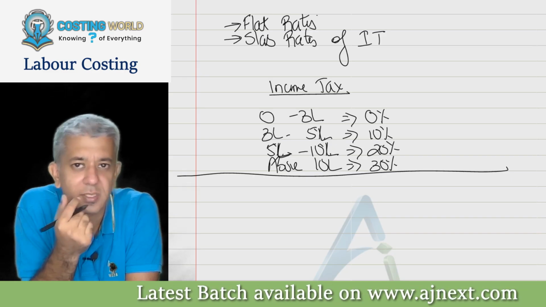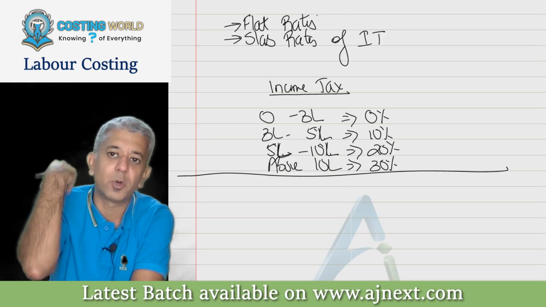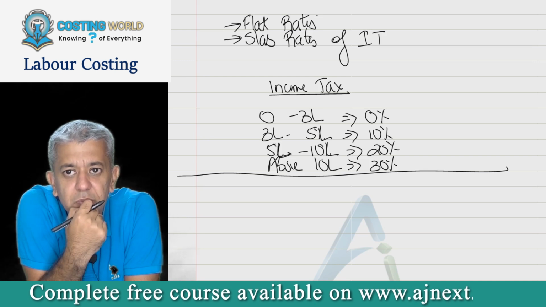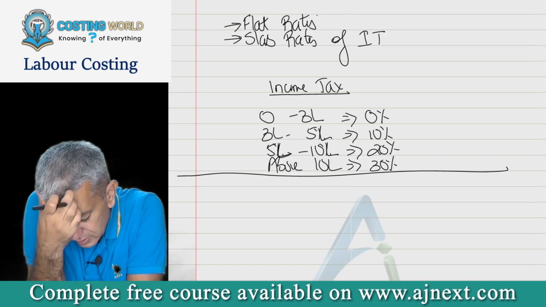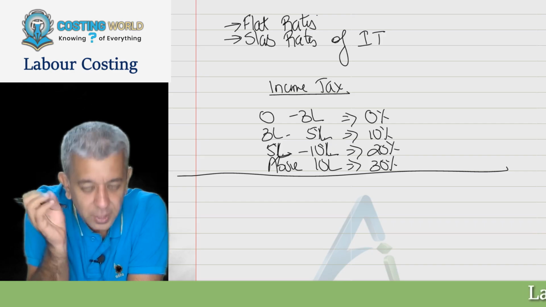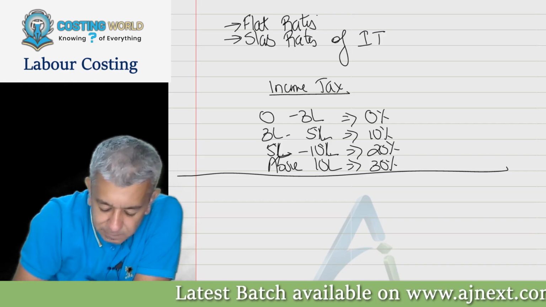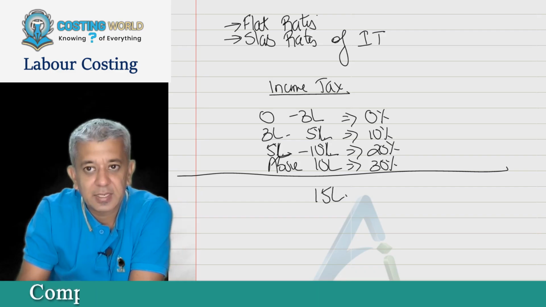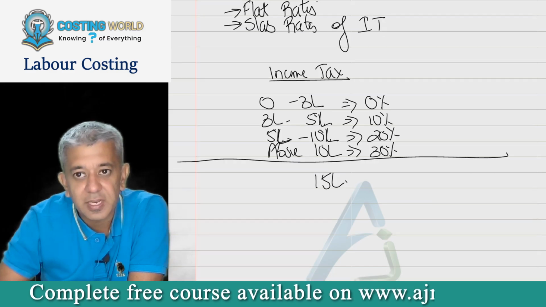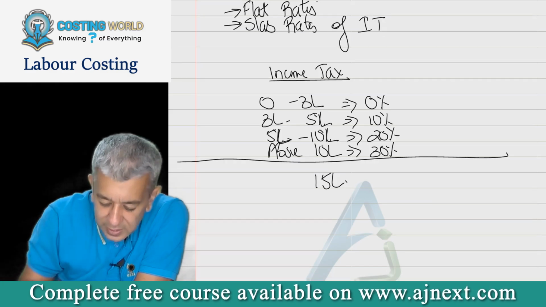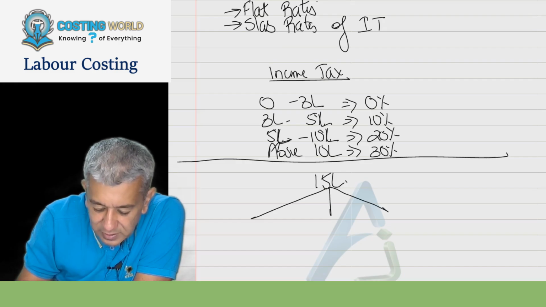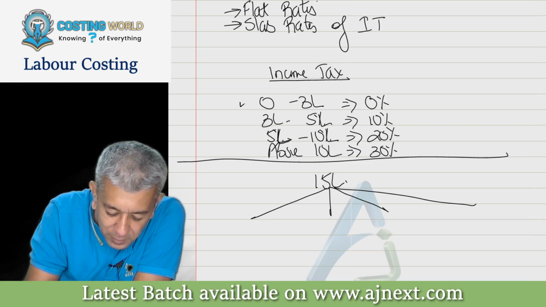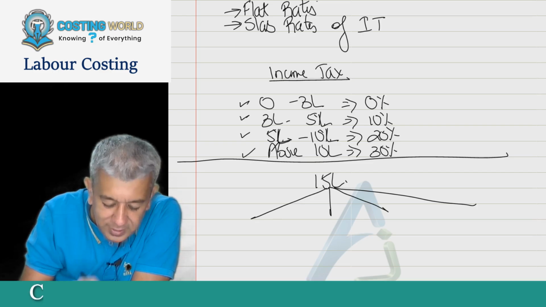Why is it called slab rates? Just as a building gets made and there are slabs which come on top of the other, you have something similar over here. Now listen very carefully. Suppose your income is 15 lakhs. Then we are going to have 4 slabs, because to reach 15 lakhs, I'll have to pass from here, pass from here, pass from here, and then reach over here.